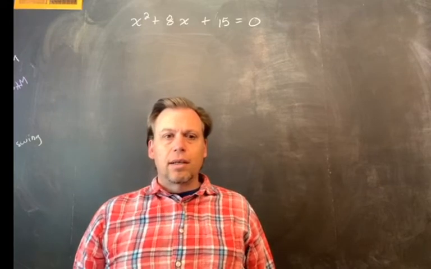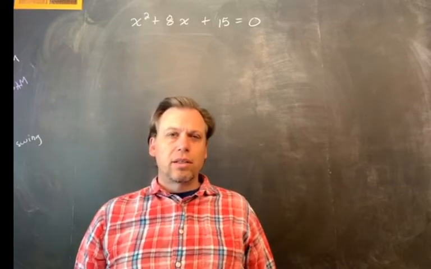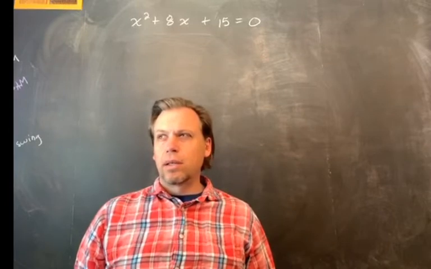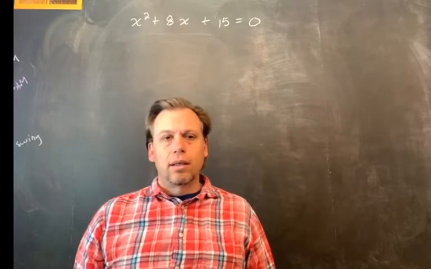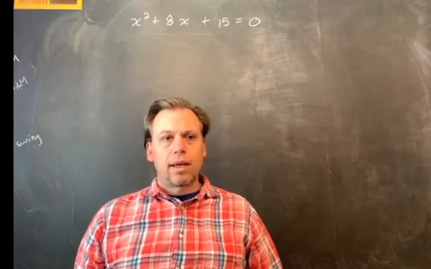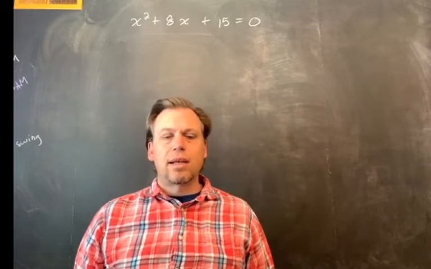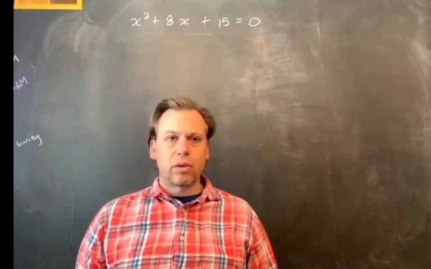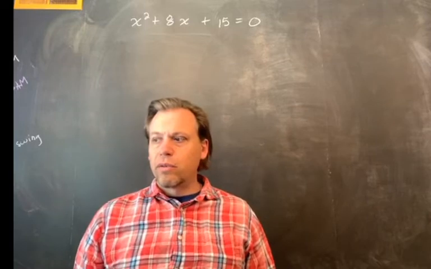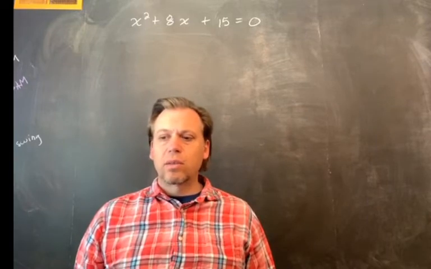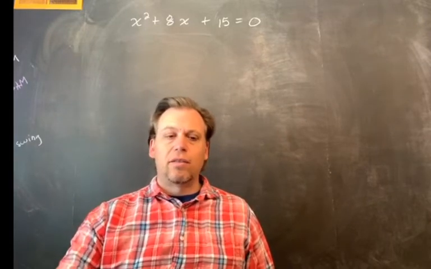Hey everybody, I wanted to do another equation. This one hopefully is a little bit easier than the one I was doing yesterday. And it's 8x to the second plus 8x plus 15 equals 0. And I want to do it two different ways. One is by completing the square, and the other is by factoring.